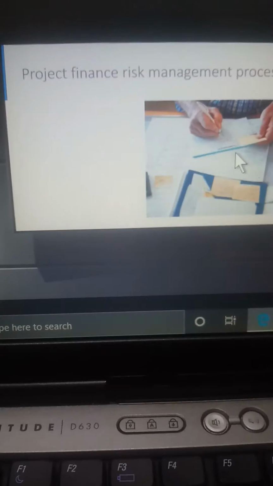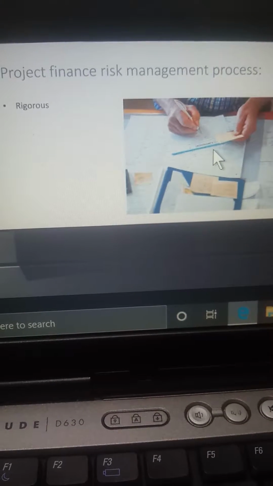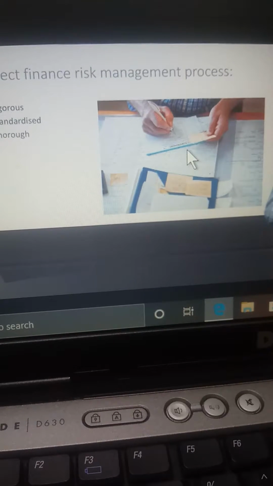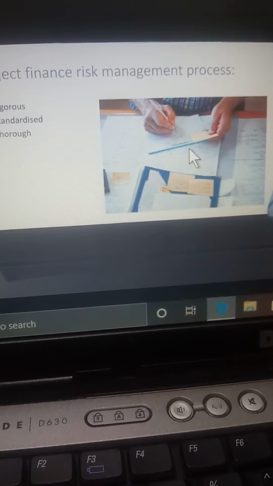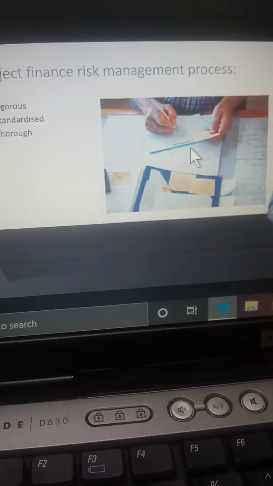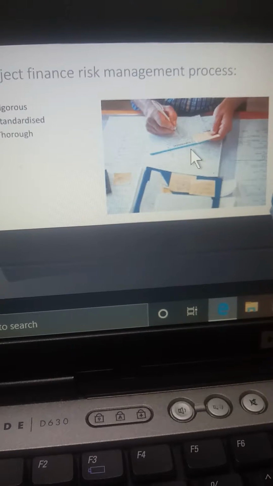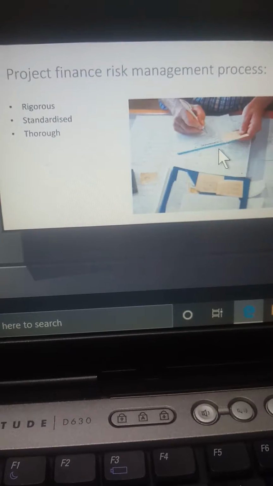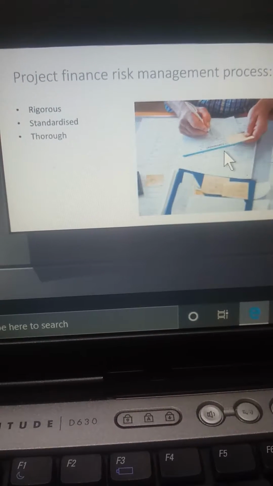Because this is such an important topic, project finance has developed a rigorous, standardized and thorough process for this. With years of experience that went into its development, following this risk management process will greatly improve the likelihood of a successful financing. So when do we do this risk management? Well, first, let's look at the project phases.